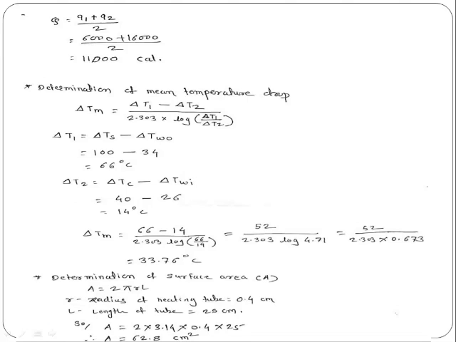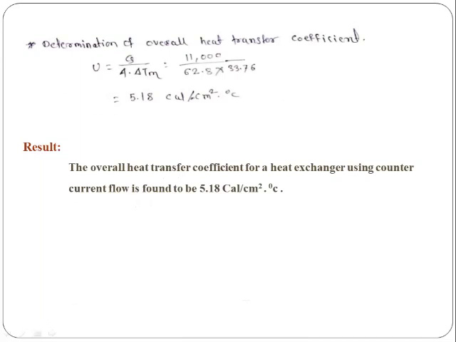Then the next parameter, determination of surface area. The equation becomes A is equal to 2 pi RL. The radius of the tube is 0.4 centimeter. Length of tube becomes 25 centimeter. By putting the values, A becomes 62.8 centimeter square. And finally, we will determine the overall heat transfer coefficient by putting the calculated values into the equation. Then U is equal to 11,000 upon 62.8 into 33.76. Answer becomes 5.18 calorie per centimeter square into degree Celsius.